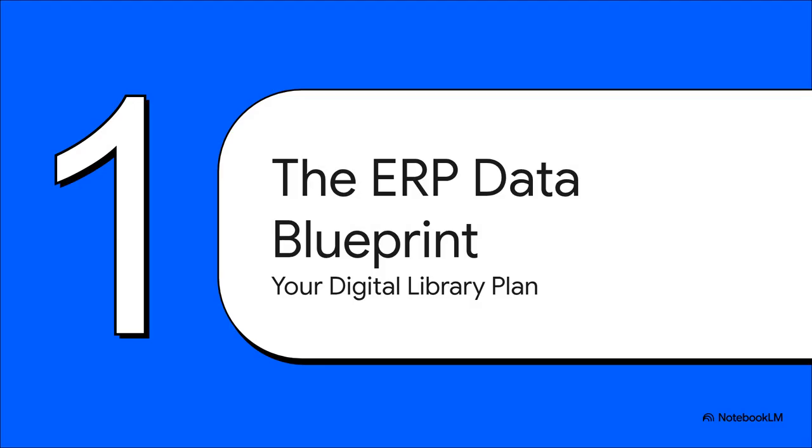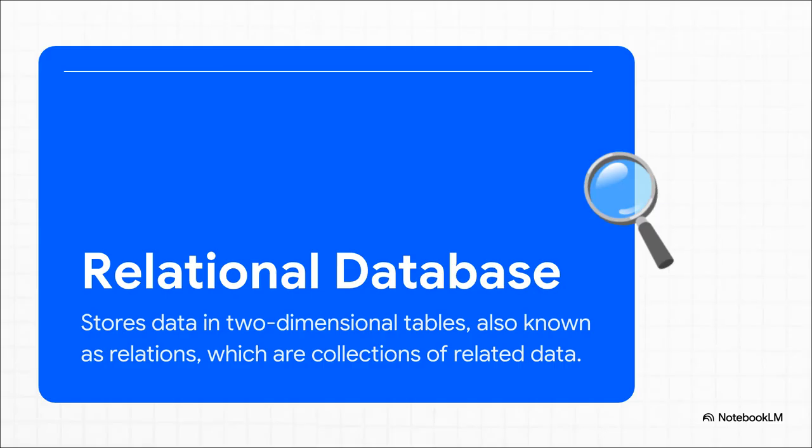So, to build this digital library, we have to start with the foundation. The entire structure of an ERP system, the whole shebang, rests on a very specific type of database that's designed for one thing: efficiency and order. And that foundation, it's called a relational database. Now, don't let the name scare you. All it really is, is a super organized system that stores data in simple two-dimensional tables. It's the master blueprint that makes sure every single piece of information has a logical, predictable place to live.